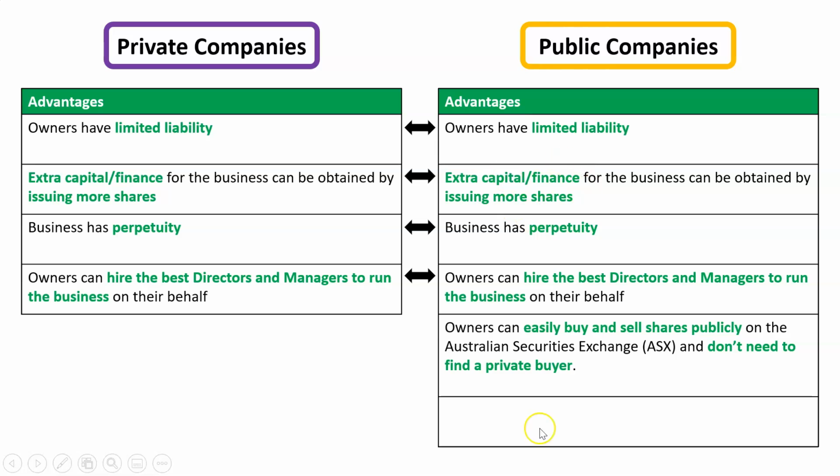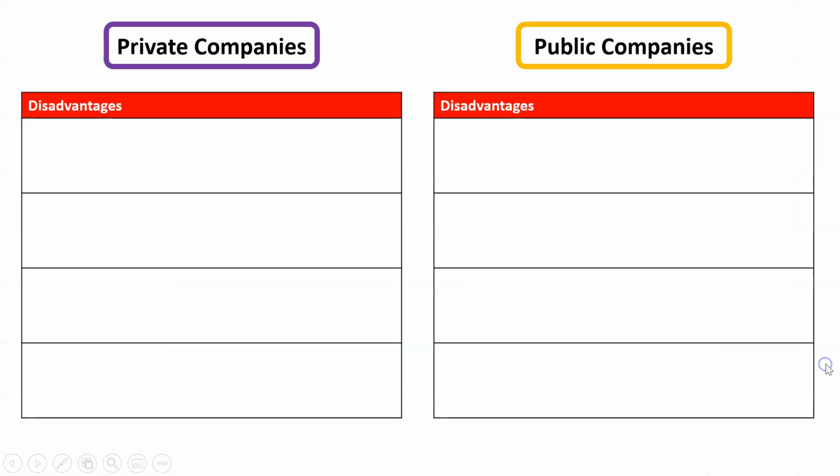And for a public company, an advantage is you can easily buy and sell your shares online on the stock exchange. You don't need to find a private buyer. And you have access to basically an unlimited amount of funds. You just need to put your shares on the stock exchange and find people to buy them.